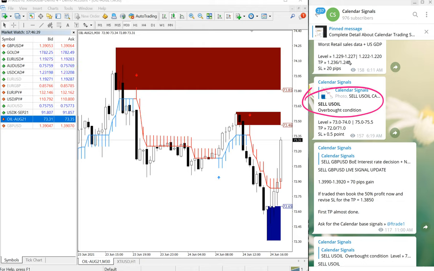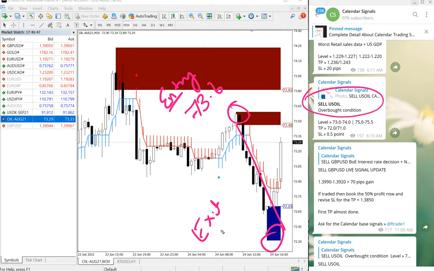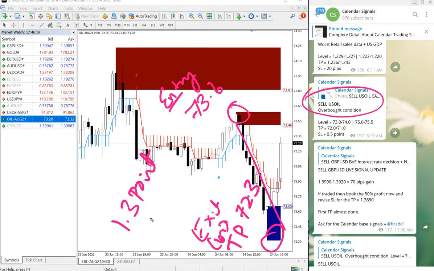US oil performed from 73.6, which is here. 73.6 is the entry, and it performed all the way till here, which is 72.3, RTP. 72.3, which is 1.3 point gain. So again, a good profit on sell US oil as well, which gave 1.3 points gain.